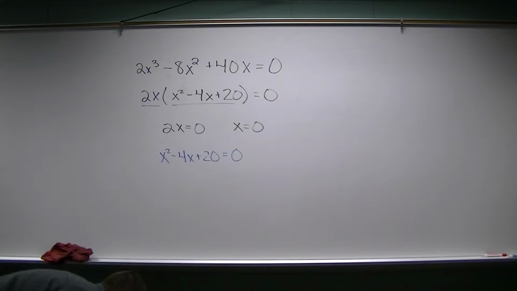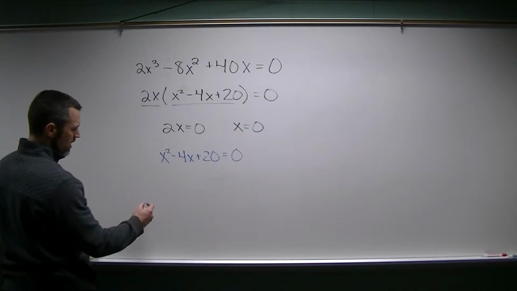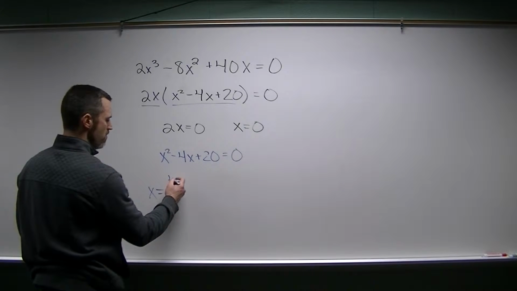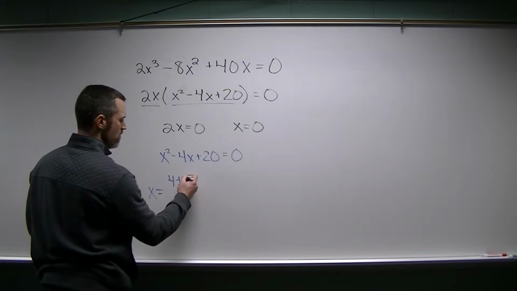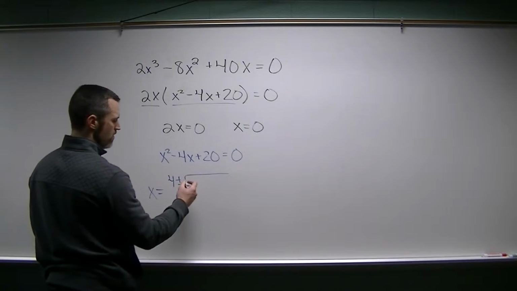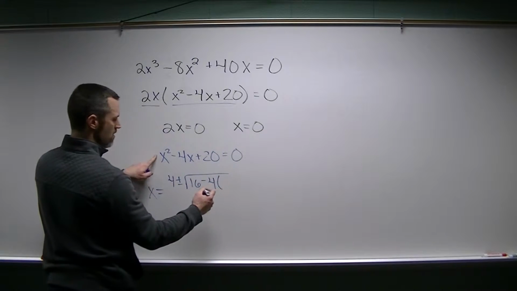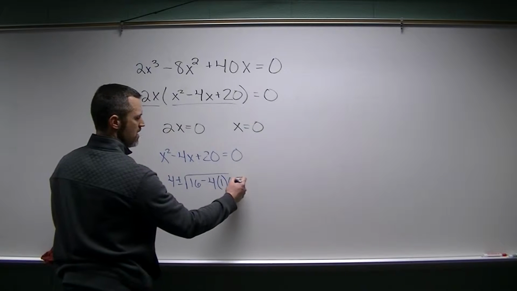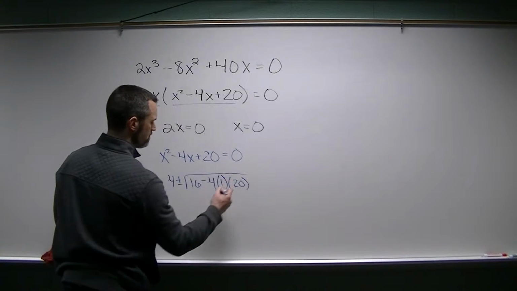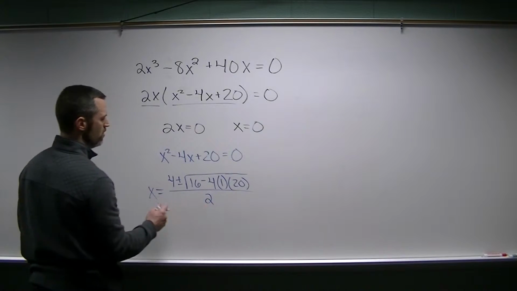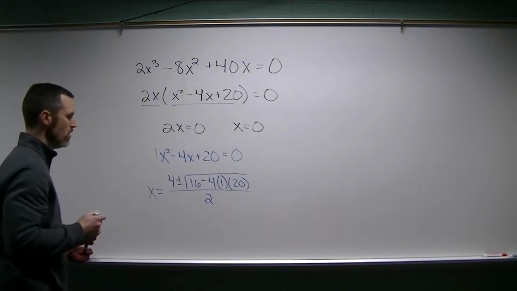Thinking back to the quadratic formula, we know we're going to get x equals the negative of -4, so we're going to get positive 4 plus or minus the square root of -4 squared, which is 16, subtract 4 multiplied by the 1 multiplied by our 20. And that's all going to be over 2 multiplied by the 1, which is really just 2. That 1 being the leading coefficient.